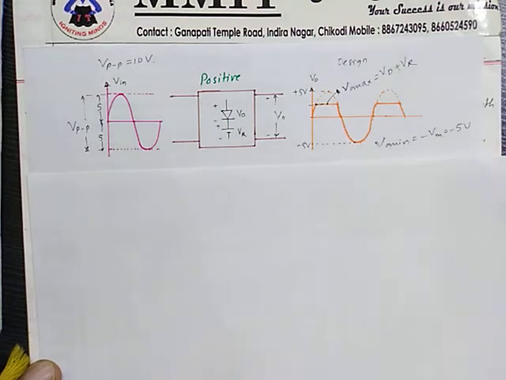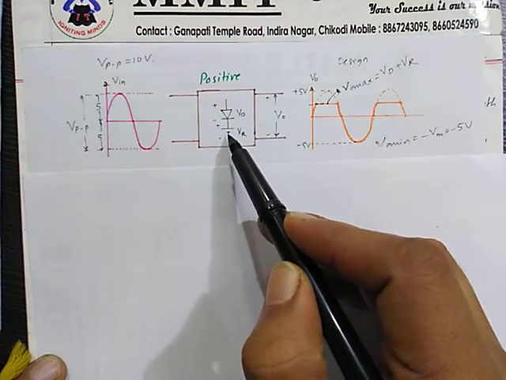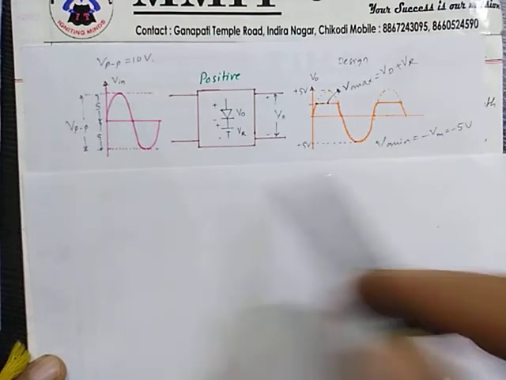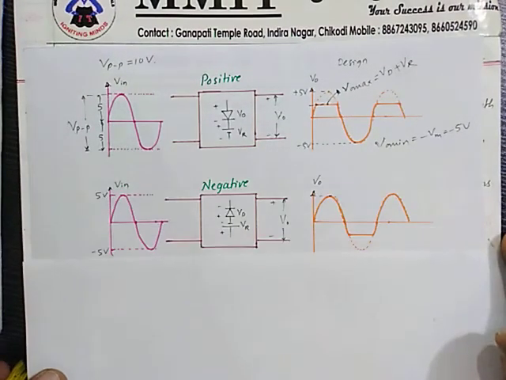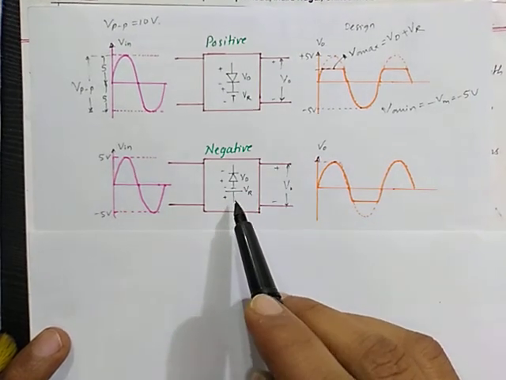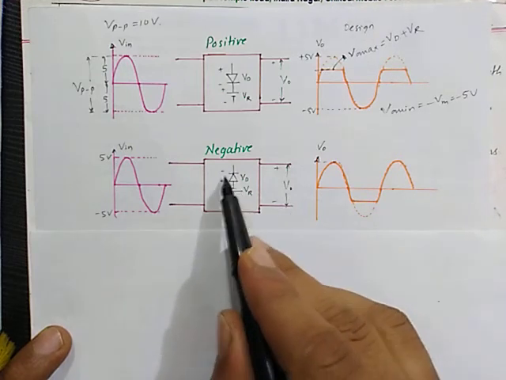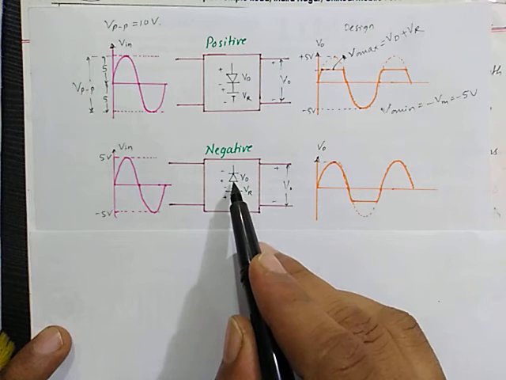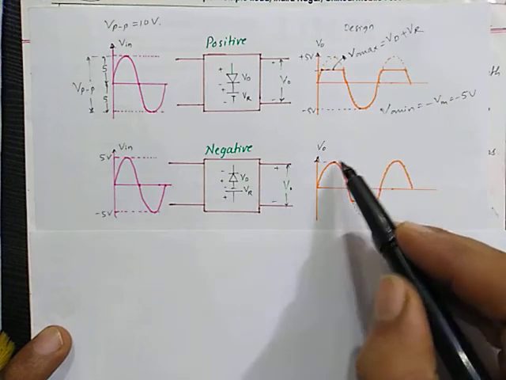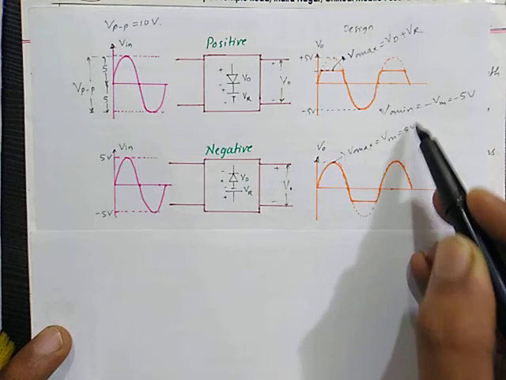Now negative clipper is achieved just by reversing the direction of the diode and the VR value. The same operation can be obtained for the negative half cycle, and the positive half cycle can be passed as it is, which is shown in this diagram here. In this diagram the diode is reversed and VR is also reversed. During positive half cycle, the diode will be reverse biased, therefore the circuit is open and the output will be equal to the applied input. So V0 max will be equal to Vm, or 5 volt in this case.